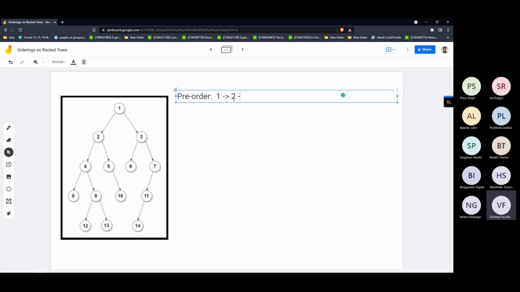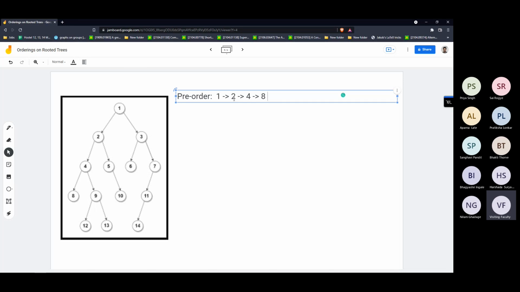Now I'll go to the left subtree of 2. In the left subtree of 2, the root is 4. So I'll write 4. Now I'll go to the left subtree of 4. In the left subtree of 4, there is only one vertex, so I'll just write that, which is the root itself. This completes the left subtree of 4.